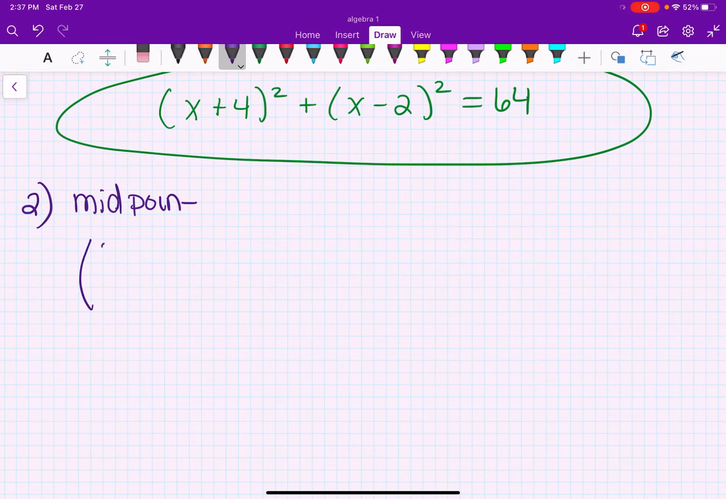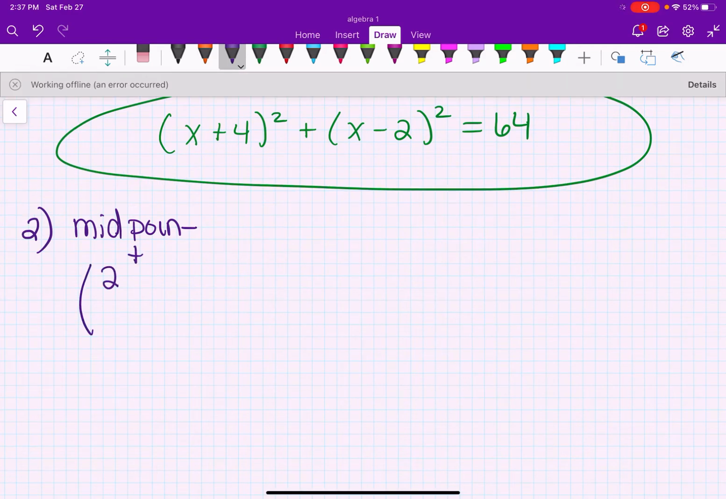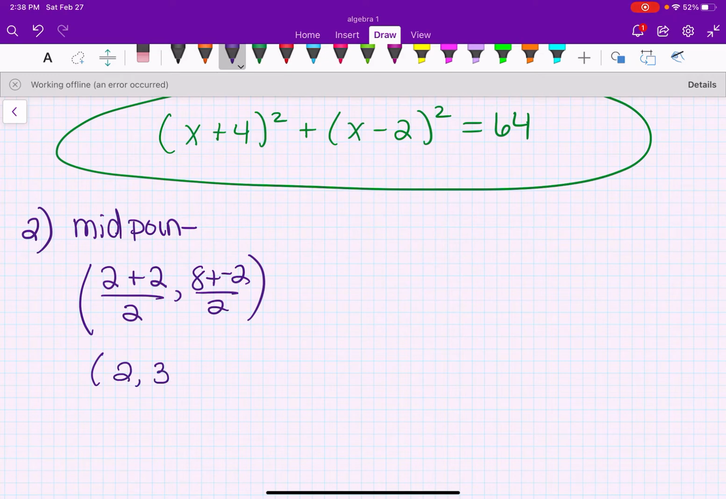So it's going to be 2 plus 2 over 2, and 8 plus negative 2 over 2. So now we know our center is (2, 3). So we know our h and k. There they are. Okay? Now we have to find the radius.